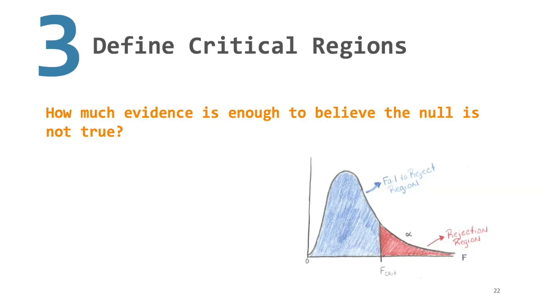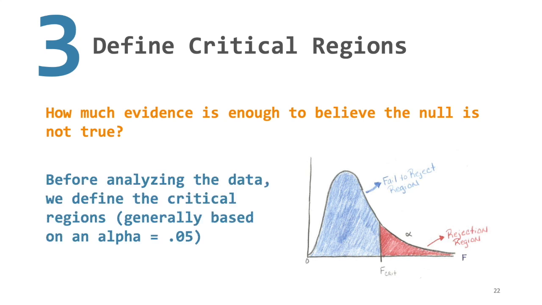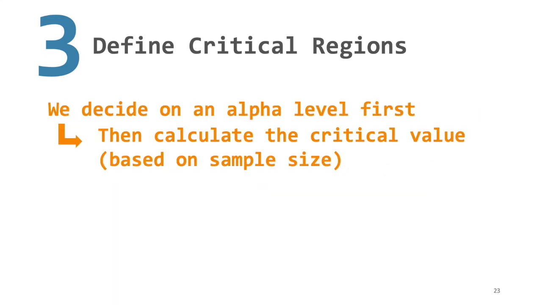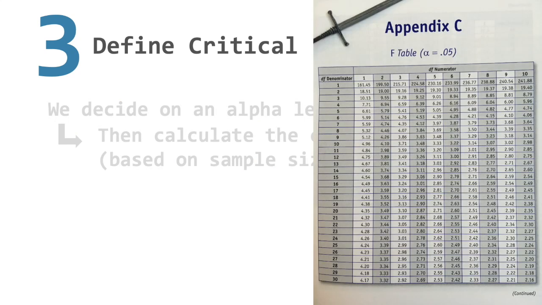So I'm going to go through this one really quickly again. It's very much the same as what we've done. For ANOVA, we're again just going to define an alpha level, say 0.05. So you decide an alpha level before you collect your data, and then you can calculate the critical value. You would use a table like this. We're not going to go over that because we're going to use Jamovi for it.